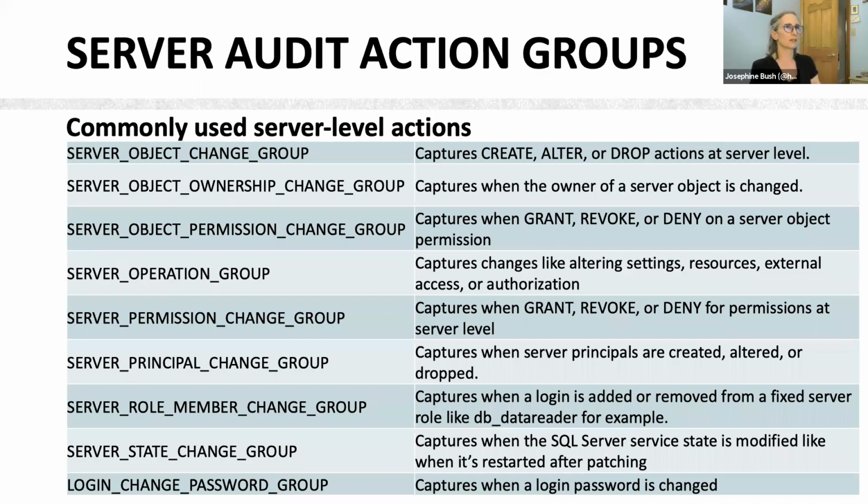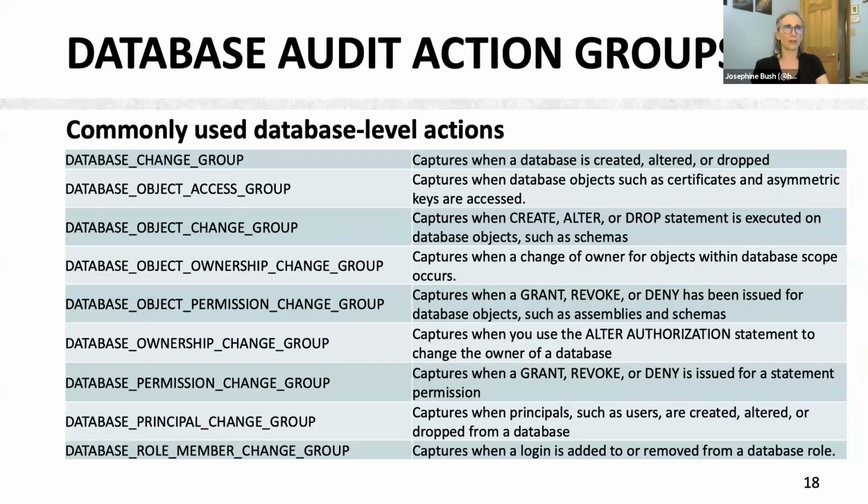And this is a very dense slide, but this is the server audit action groups. And so you'll see, they all start with server things. You can see, okay, somebody create, alter, drop something at the server level. So you can do all these kinds of things at the server. And then you have your database audit action groups, which start with database and capture things happening in the database. Again, like I said, you can use these at the server level too, if you want to get all the databases the same way.